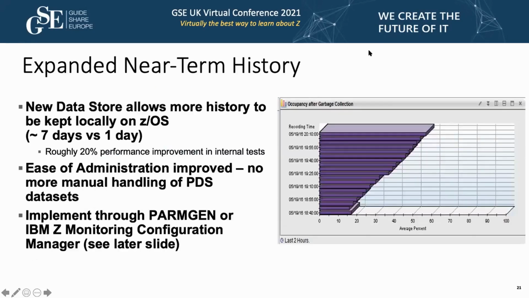For the OMEGAMON family overall, we've expanded our near-term history. We talked about PDS version 2. This new data store will give you more data that's kept locally on z/OS, roughly 7 days as opposed to 1 day. And what we've seen, and customers have verified this, although we don't have an official benchmark, is we'll see about 20% performance improvement across the board in near-term history. And no one ever says no to performance improvements.